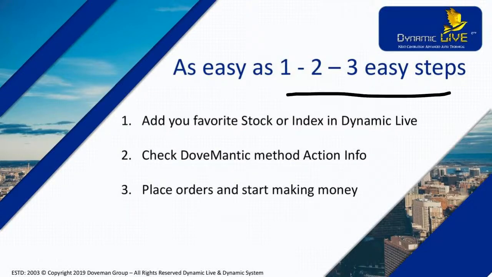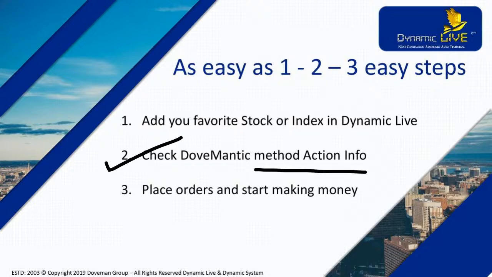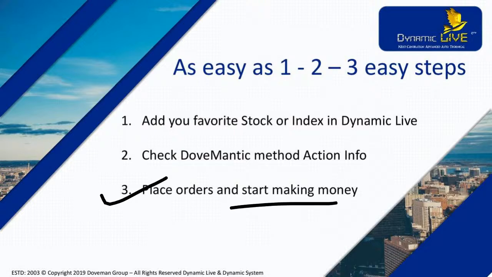Today you'll learn to make money in trading, to earn money in trading in a matter of just 1, 2, 3 easy steps. Now what are these 1, 2, 3 easy steps? The first step, just add your favorite stock or index in Dynamic Live. Just add it on the screen. Second step, check what the Dominic Method action information is telling you to do. Whatever it tells you to do, based on that, simply place orders, start trading, and start making money. So this is how easy it is, gentlemen. So this is how one can start trading and start earning money. This is the reason we call this a revolutionary invention. So today, let's go have a look at this Dynamic Live in the real-time market, and let us try to understand how really easy it is and how one can benefit from it.